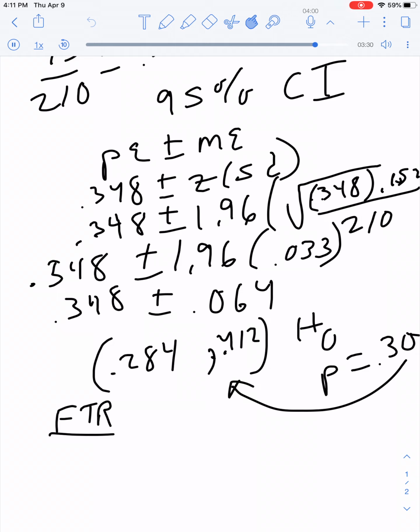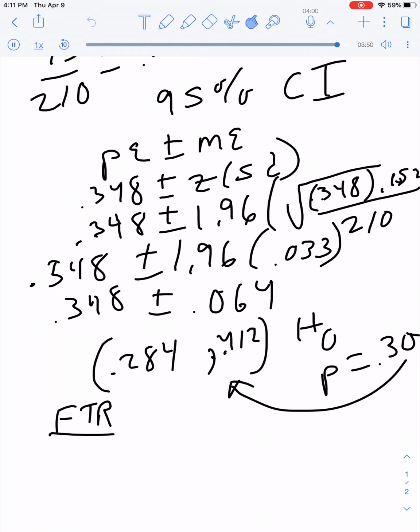So you can back up a hypothesis test. You would reject the null up above if it was outside of these numbers. But since 30% is in here, and so is 0.348, things are good. Okay.